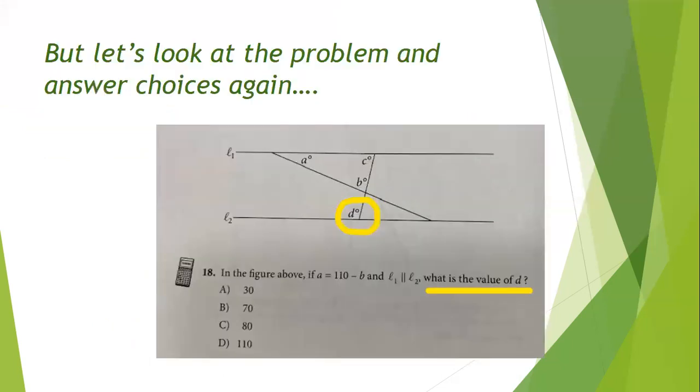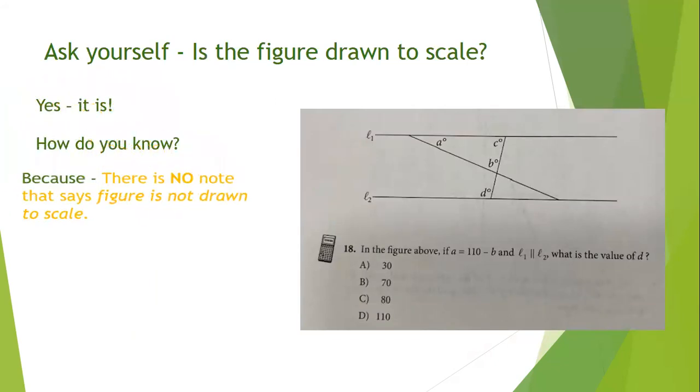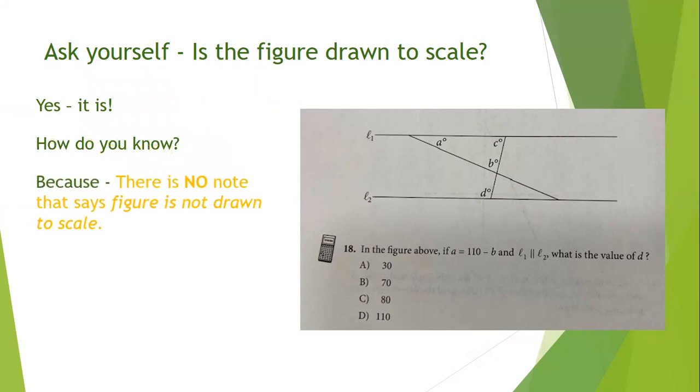However, let's look at this problem again. We're given a very detailed diagram, and we can trust that it is drawn to scale. And how do we know that? Because the problem doesn't say otherwise. So trust it. Trust your eyes, trust what you see. And let's look at the angle of D.